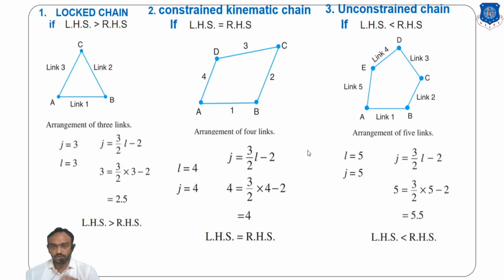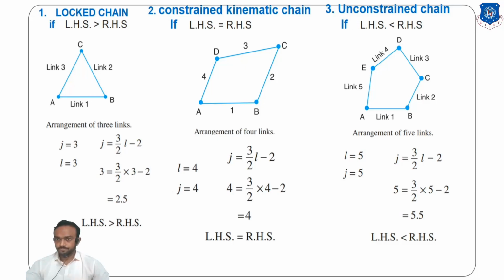This is a revision of these three types of chains: locked chain, constrained chain, and unconstrained chain. In a locked chain, LHS is greater than RHS, meaning joints are higher relative to links, so the chain becomes locked. Second, LHS is equal to RHS, which becomes a constrained kinematic chain. Third and last is an unconstrained chain, in which RHS is greater than LHS.